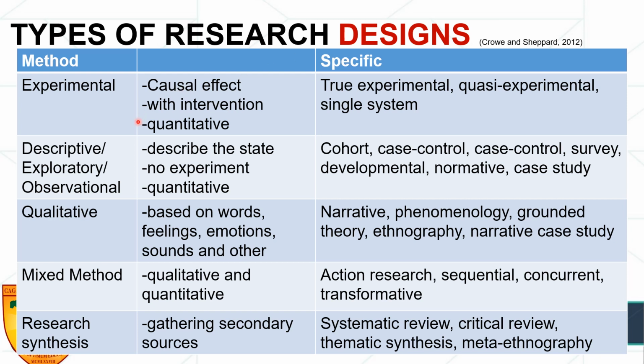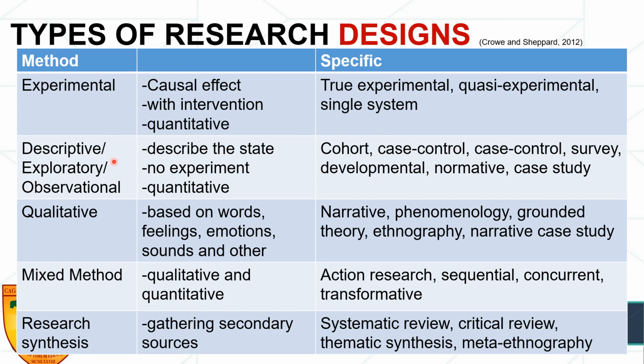In the mind map, you will see there are 5 main branches. We have experimental, descriptive, qualitative, mixed method, and research synthesis. In experimental, you use this branch when you want a causal effect, cause and effect. That means you have an intervention. For example, you will be using a new module or a new drug. And of course, this is quantitative. Specific examples for this one are true experimental research design, quasi-experimental research design, and the single system research design.